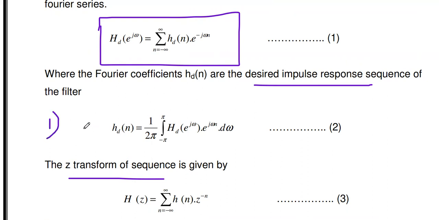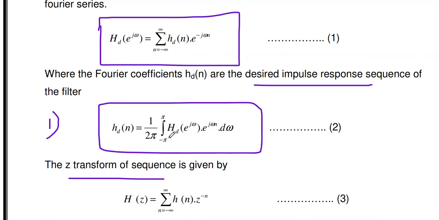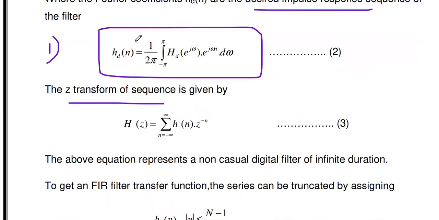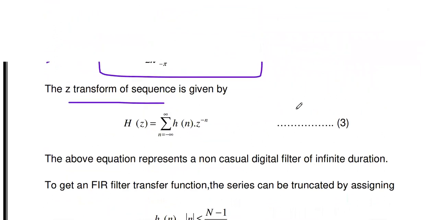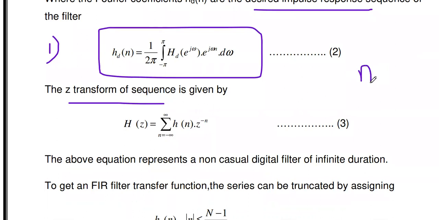In order to design our FIR filter, from hd of e power j omega we have to find the desired impulse response. So just remember this formula to find the desired impulse response. After calculating hd of n, you know this hd of n is of infinite duration, for n between minus infinity to infinity. Since we are substituting n equal to 0, 1, 2, 3, minus 1, minus 2, minus 3, we can get an infinite number of samples.